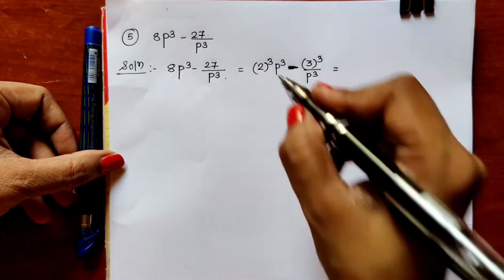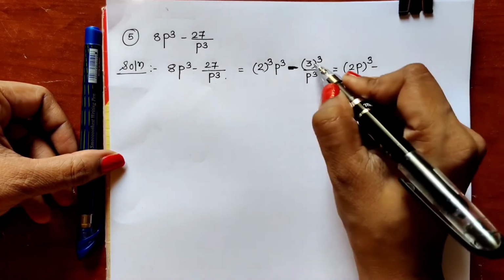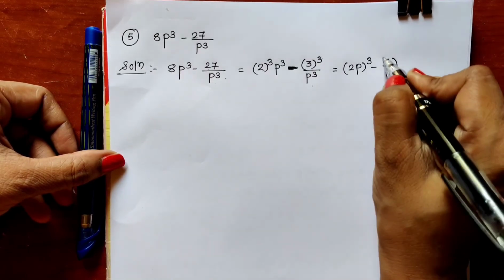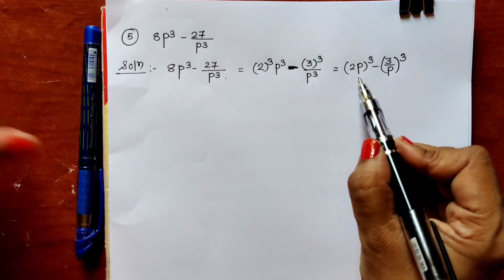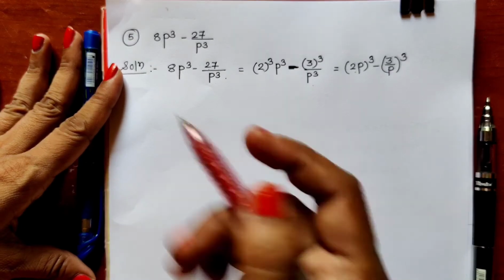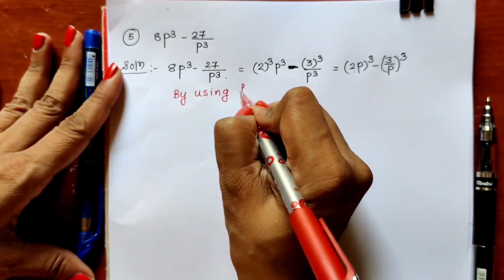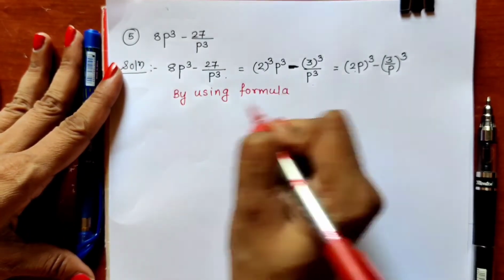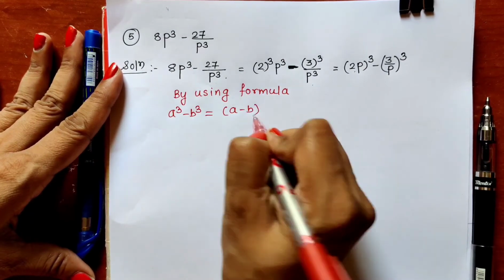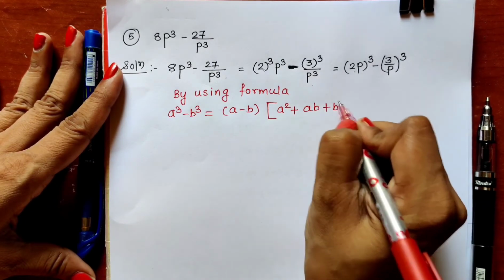Now combine it. 2 cube into p cube can be written as 2p bracket cube, and 3 cube upon p cube can be written as 3 upon p bracket cube. Okay, so now it is in the format of a cube minus b cube. So we can apply the formula now by using formula: a cube minus b cube is equal to a minus b in bracket a square plus ab plus b square.